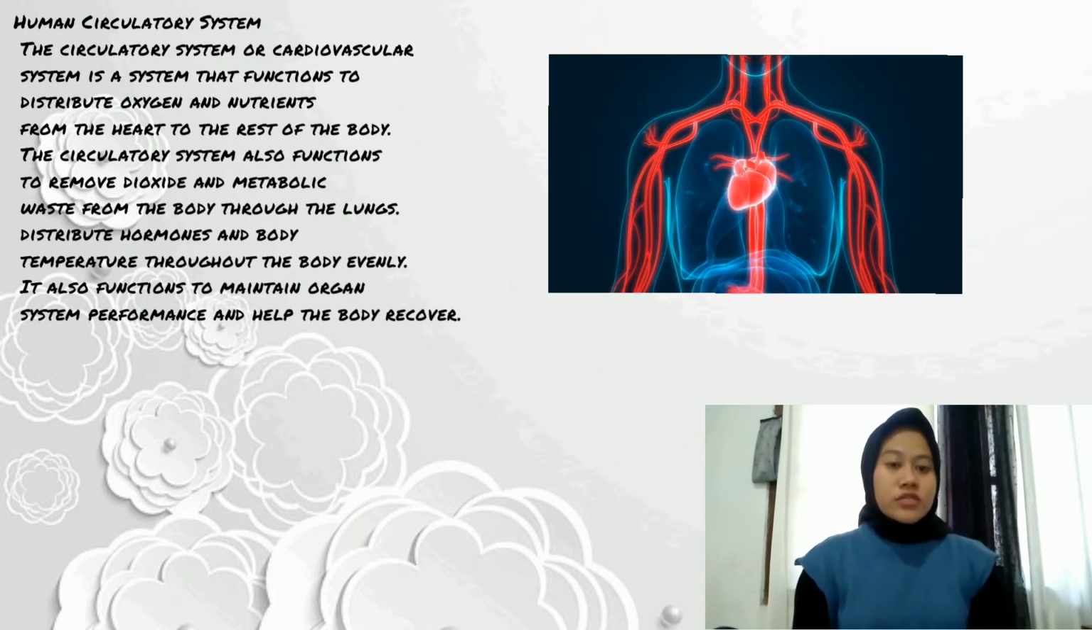Okay, the next is the human circulatory system. The circulatory system or cardiovascular system is a system that functions to distribute oxygen and nutrients from the heart to the rest of the body. The circulatory system also functions to remove carbon dioxide and metabolic waste from the body through the lungs, distribute hormones and body temperature throughout the body evenly. It also functions to maintain the organ system performance and help the body to recover.